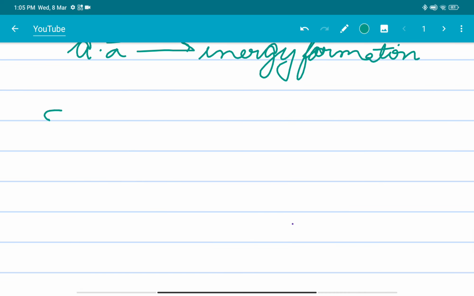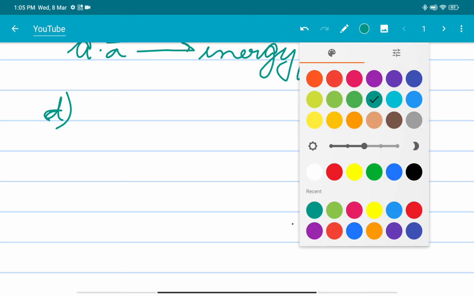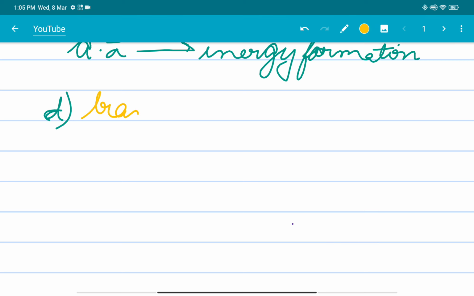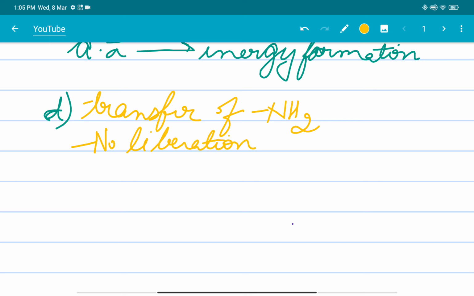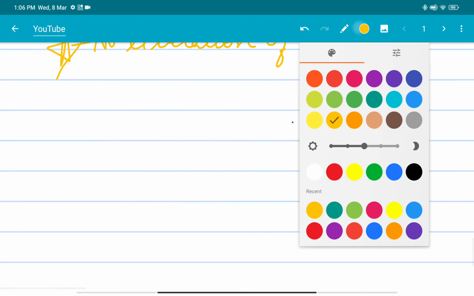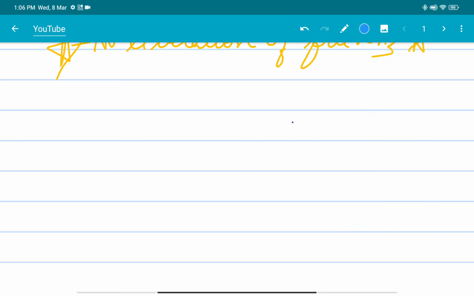Next, in transamination, there is only the transfer of the amino group and there is no liberation of free ammonia. This point is very important. What we have in transamination is only a transfer of the amino group and no liberation of ammonia. Fine.